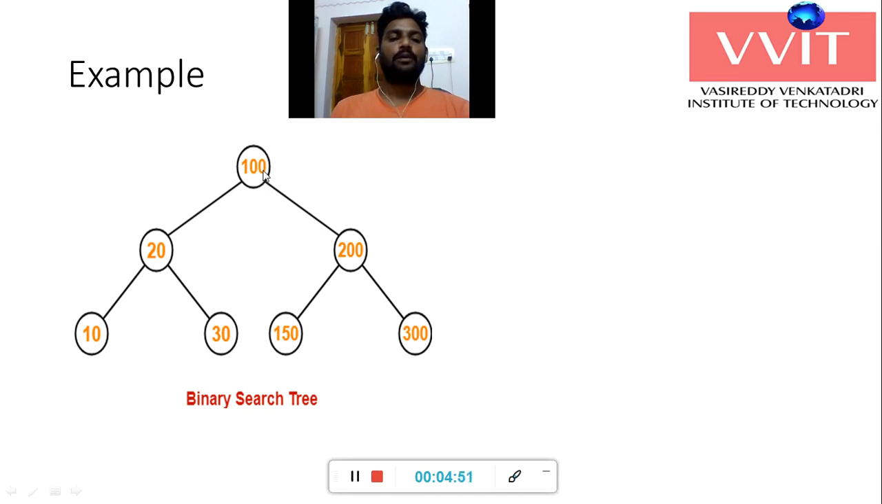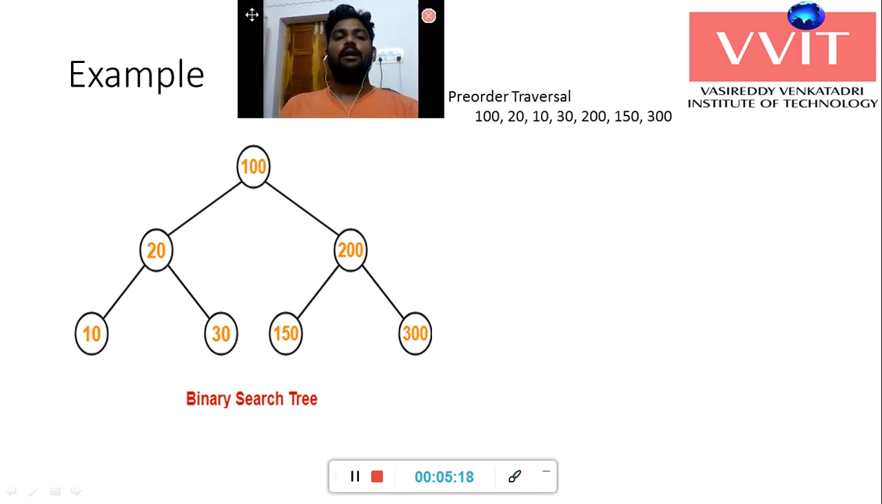In pre-order fashion, the root is completed, the left subtree part is completed, and the only remaining part is the right subtree. In that right subtree, 200 acts as the root node. First the root is visited, so 200 is visited first, then move to the left subtree of the root node, where 150 is visited, and finally visit the right subtree of the root node, where 300 is visited. These are the pre-order traversal elements: 100, 20, 10, 30, 200, 150, 300.